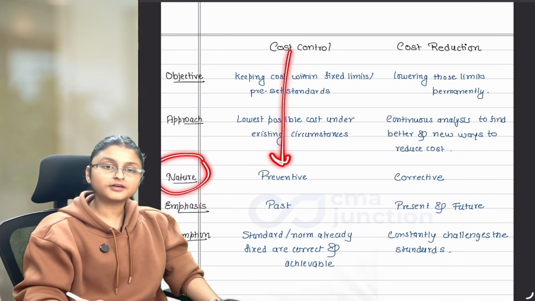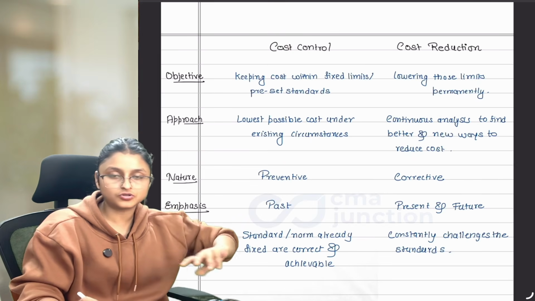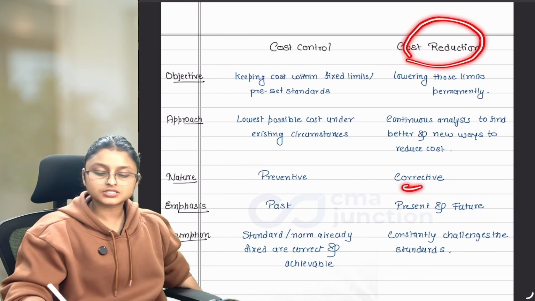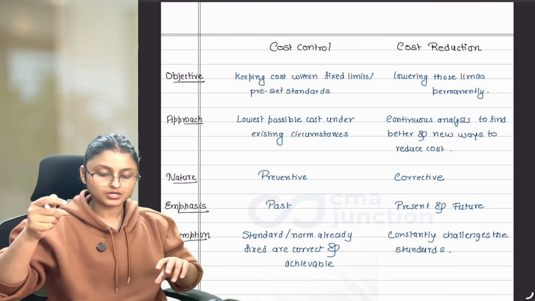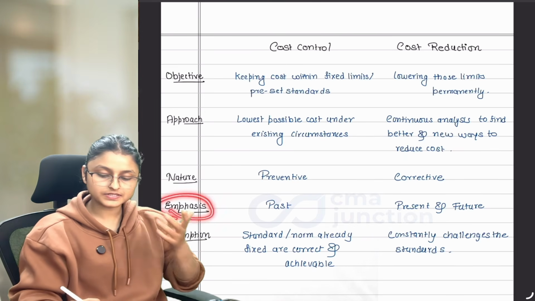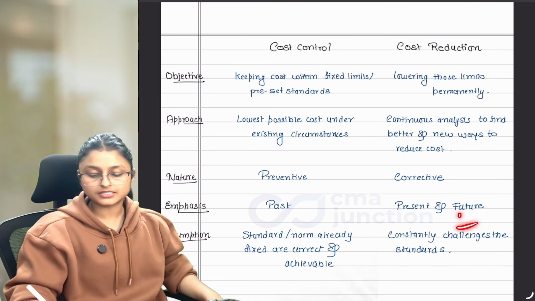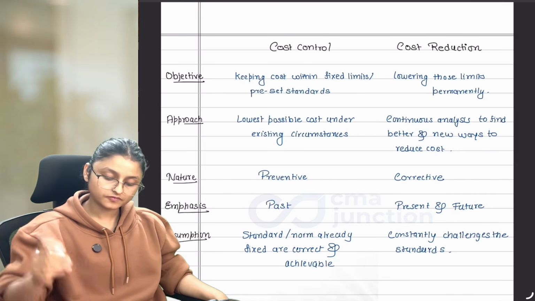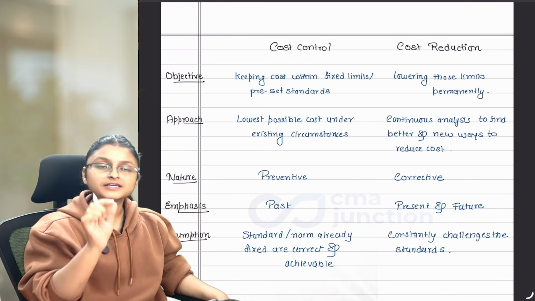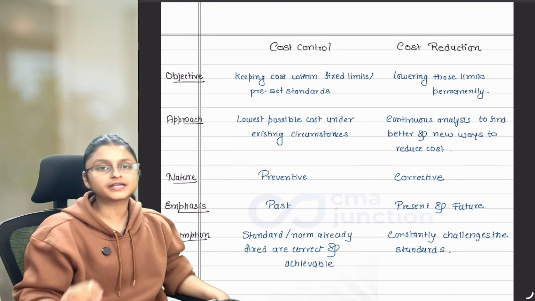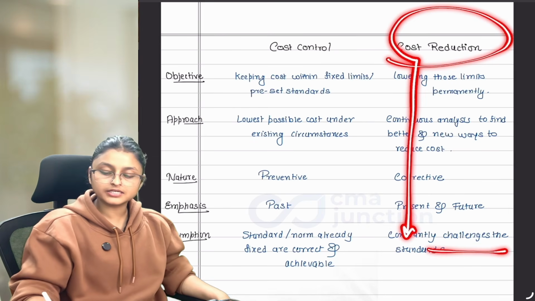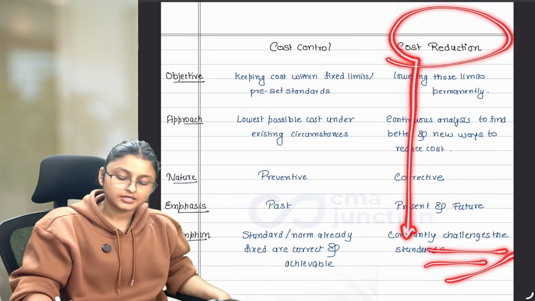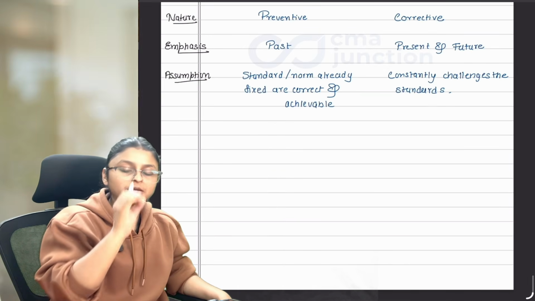Nature: this is preventive because standards are set before the actual cost is incurred. Cost reduction is corrective because after incurring the actual cost, we try to reduce it for future incurrence. Next, emphasis: here we focus on the past, and in cost reduction, our main aim is the present and future. Assumption: it assumes that standards are achievable and correct. In cost reduction, we consistently challenge the standards. So these are the things we studied in our previous class.